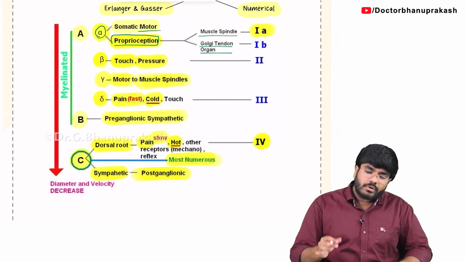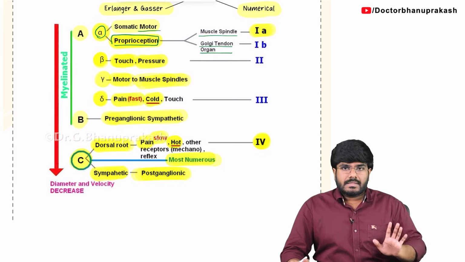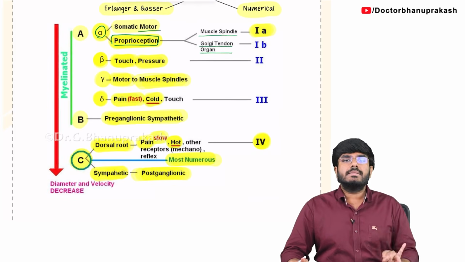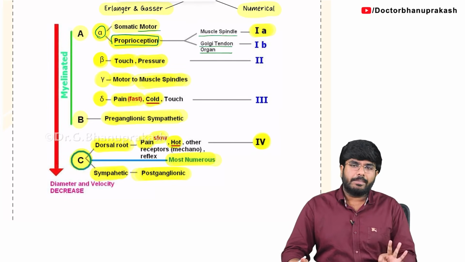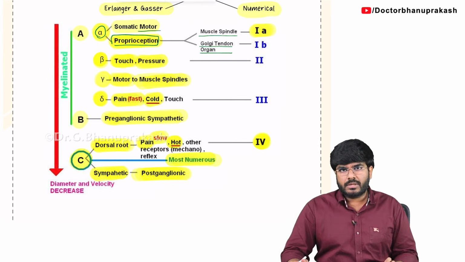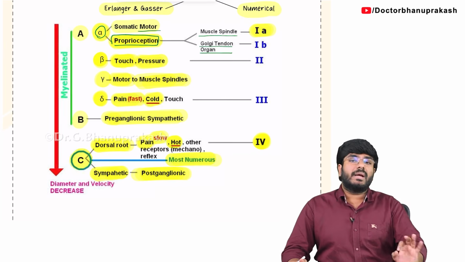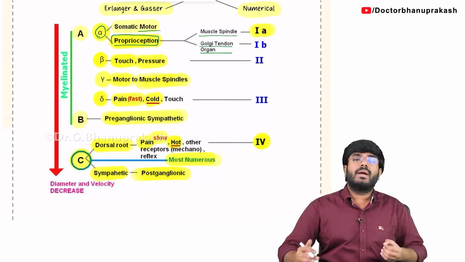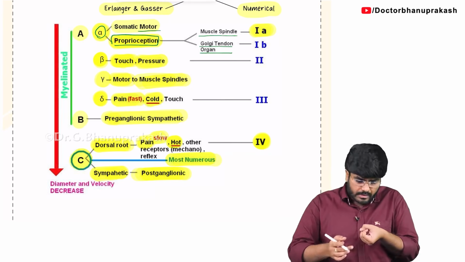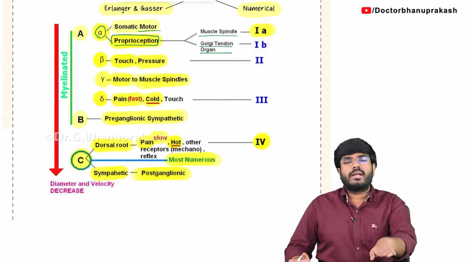So the neurons in your body, again I am telling you, are classified based on size, myelination, and conduction velocity. In a recent exam they were asking a question: the conduction velocity, the speed, is dependent on the diameter of the neurons. The more the diameter, the more the conduction velocity.